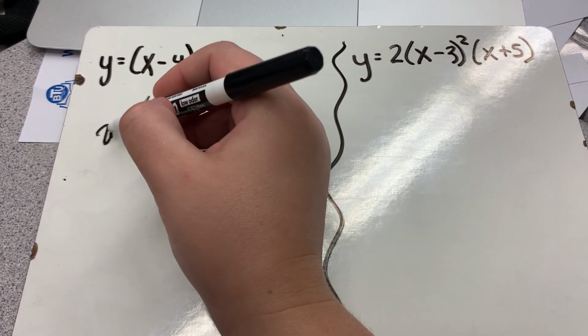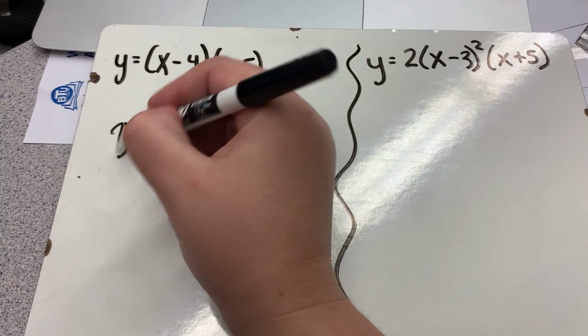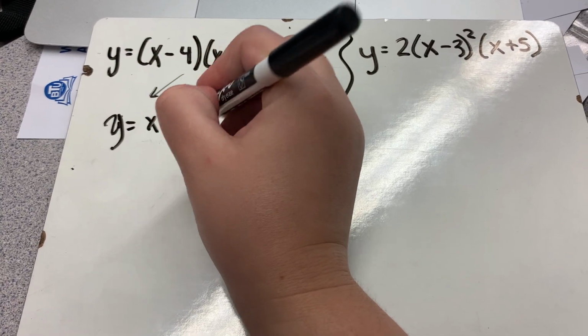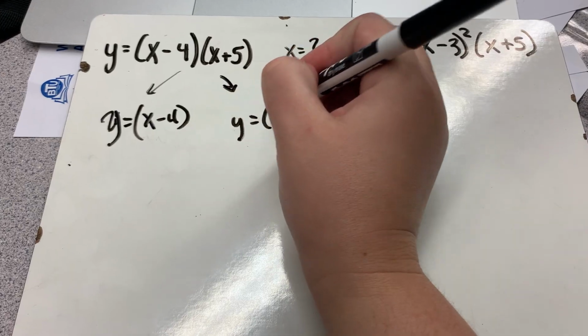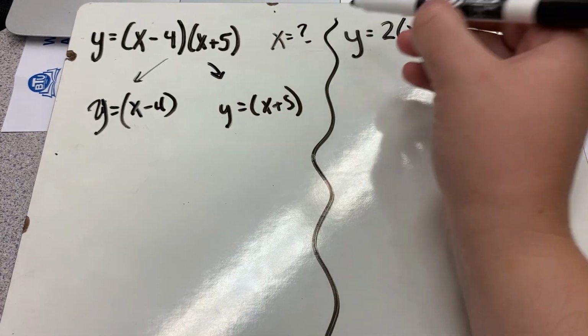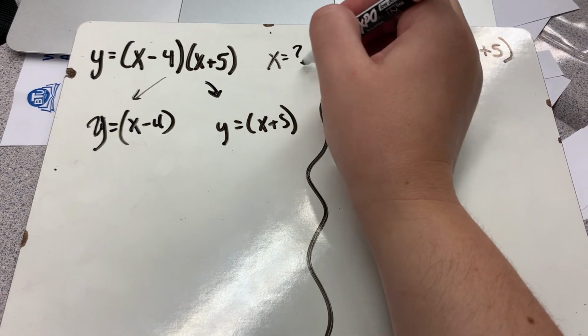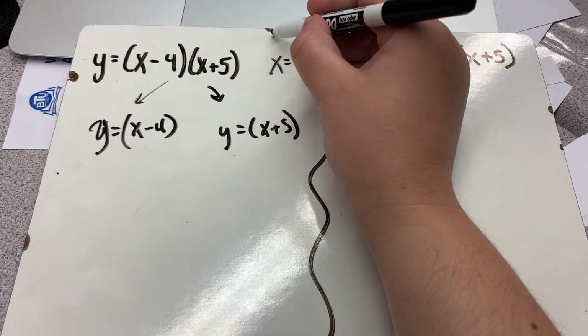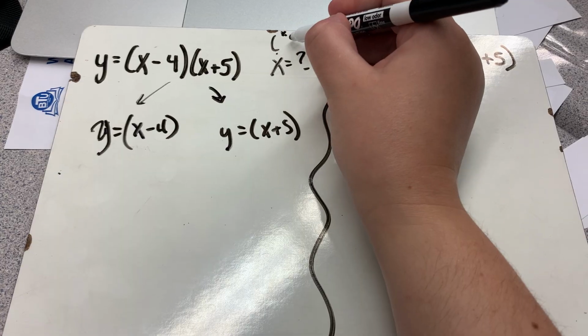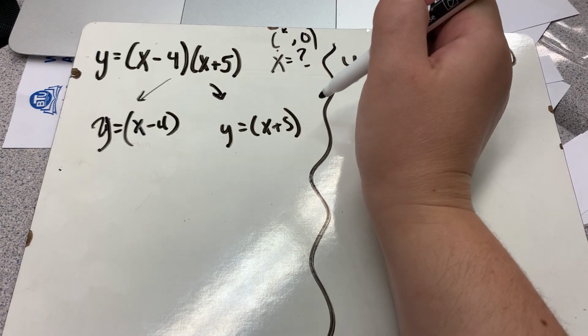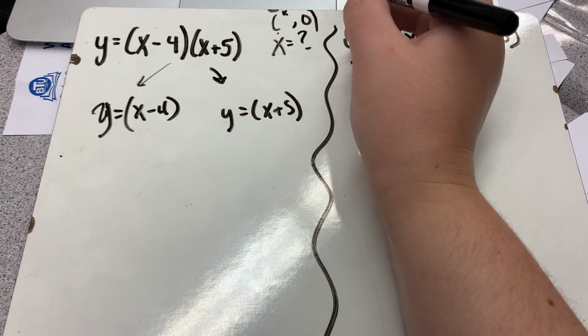So I have y equals x minus 4 and y equals x plus 5. And when I'm wanting to find the zeros, that means I have a value for x, right? Like I have a value for x, but the y value is going to be 0. That's going to be my x-intercept.